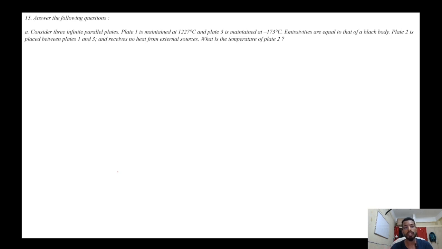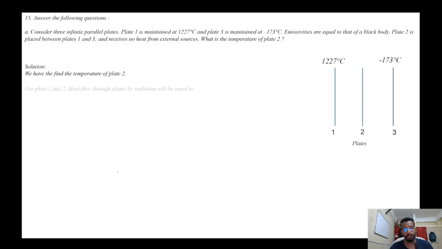So there is only the heat transfer through radiation and nothing external source is there. So very first, this is the diagram. So plate 2 is placed between the 1 and 3 and 1 is maintained at 1227 degrees Celsius, 3 at minus 173 degrees Celsius. In radiation, always remember you have to convert the degree Celsius into Kelvin. Okay. So we have to find the temperature of plate 2. For plate 1 and 2, heat flow through the plate by radiation will be equal to this formula. We know that. For heat transfer, there is a wide variety of solved problems in R.K. Rajput. So I will refer that book specifically for heat transfer.